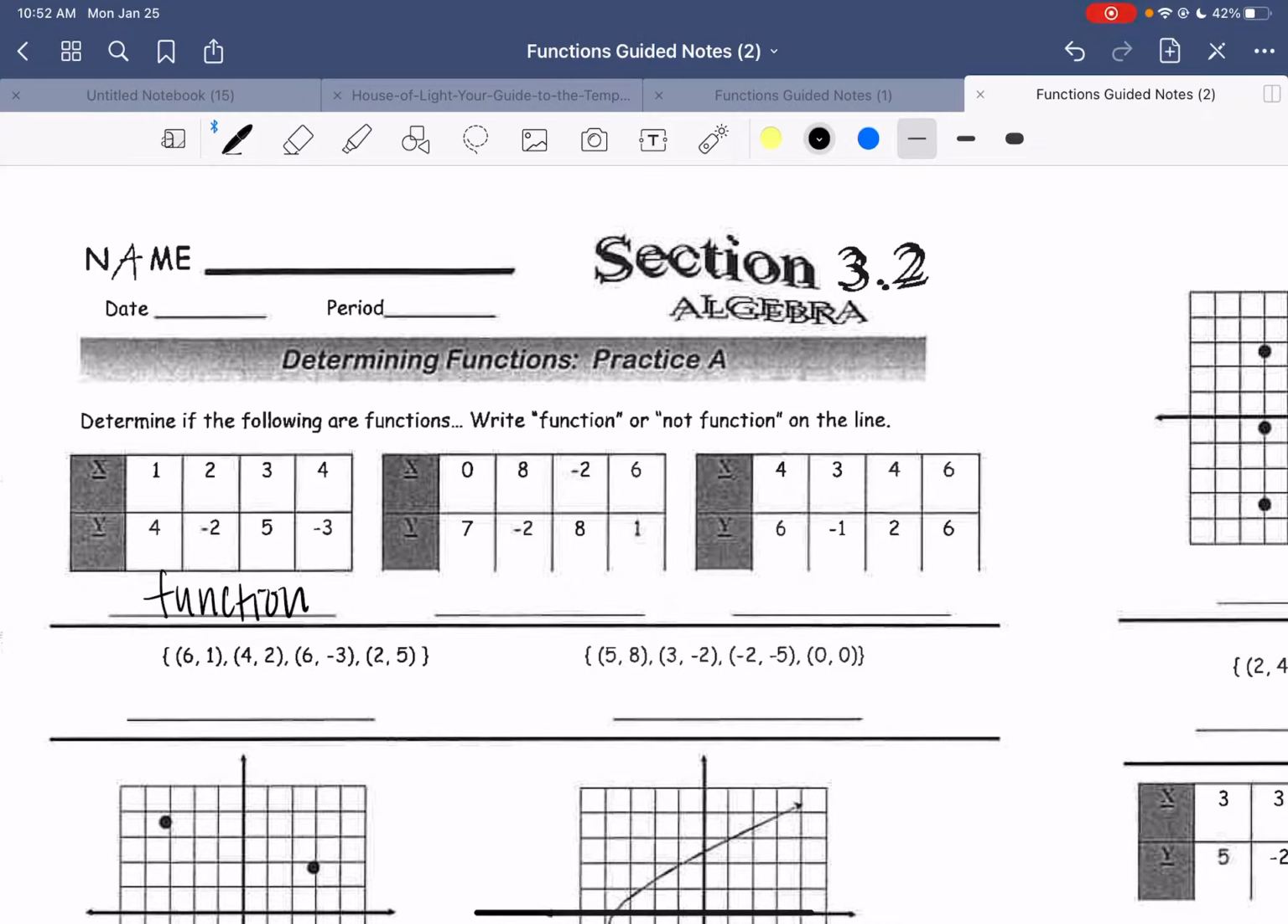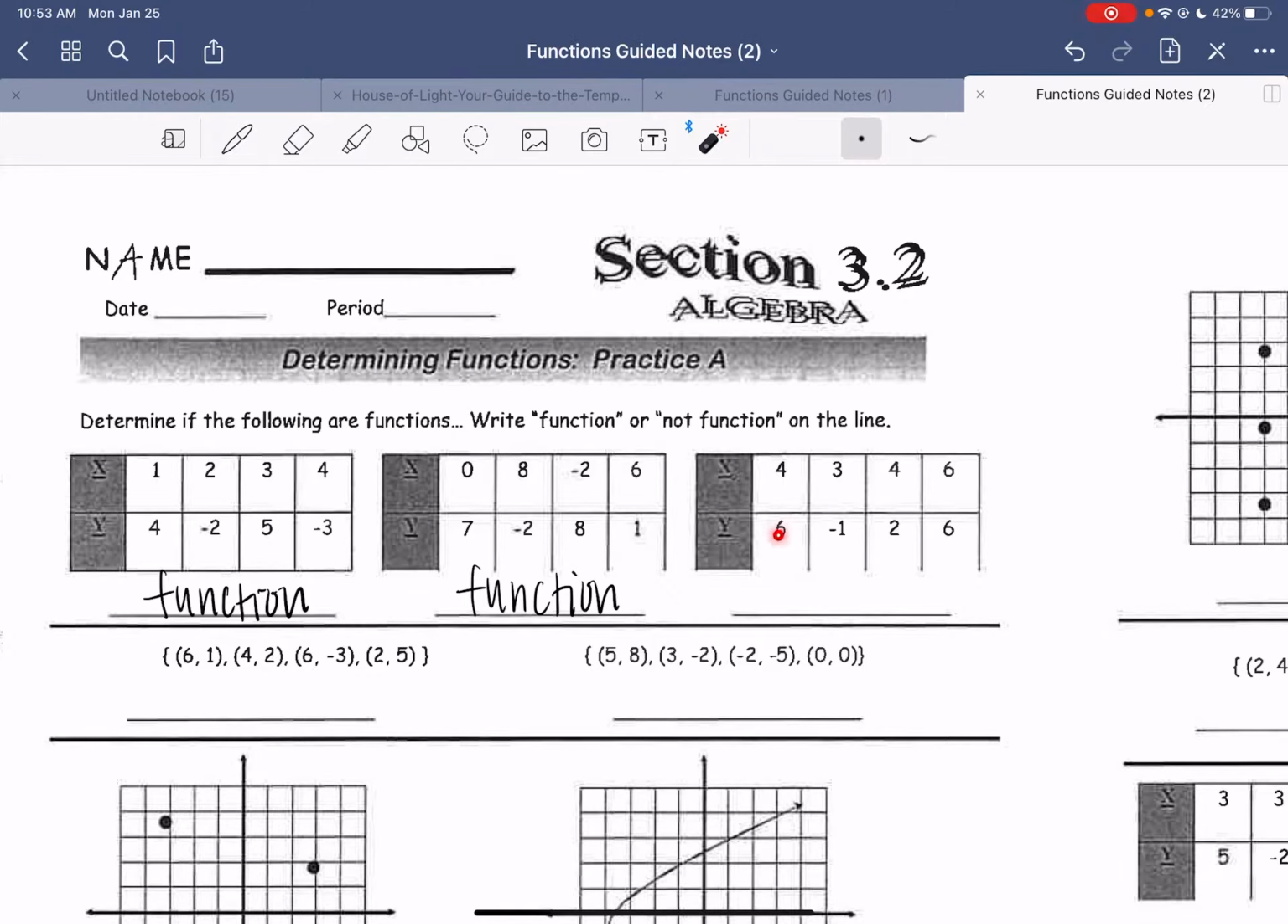On the second one, we have a 0 to a 7, an 8 to a -2, a -2 to an 8, and a 6 to a 1. And all of our inputs are different, so that means we're going to have a function.